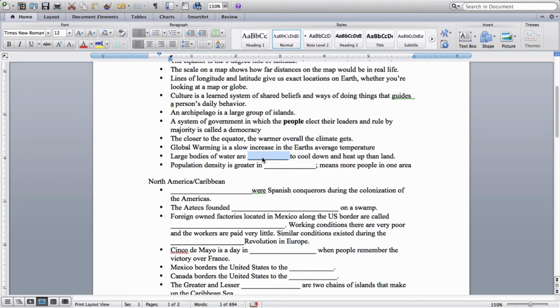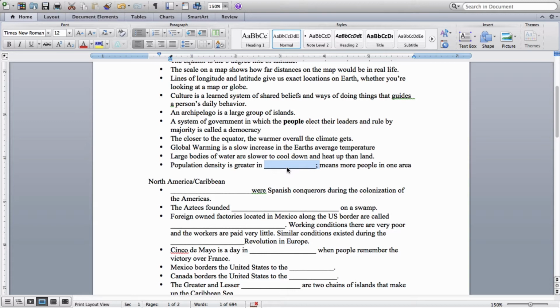Large bodies of water are slower to cool down and heat up than the land around them. That's why Lake Michigan is still real cold. Even though we're starting to have 80-degree days, you still probably wouldn't want to go swimming in Lake Michigan because it's going to take a while for Lake Michigan's water to warm up because it's such a large body of water.